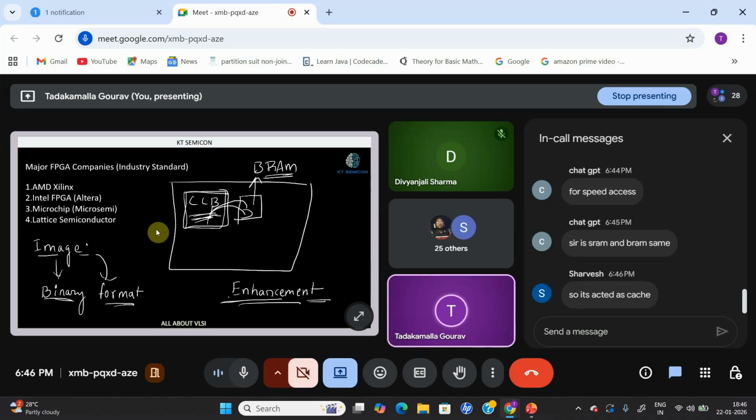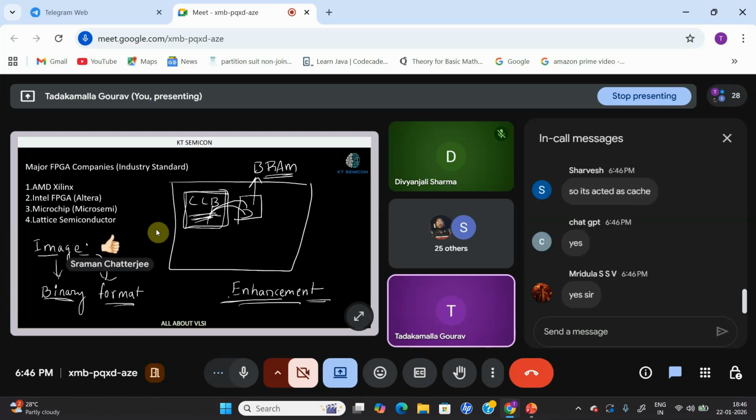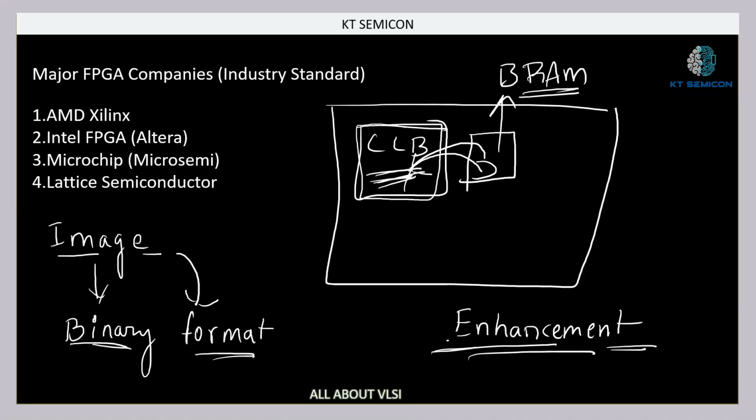Exactly. It is going to act as a cache. And is the example clear for everyone? Yes or no? Please let me know in the chat box. Great. Okay. Exactly. Correct. Now, so that is BRAM.